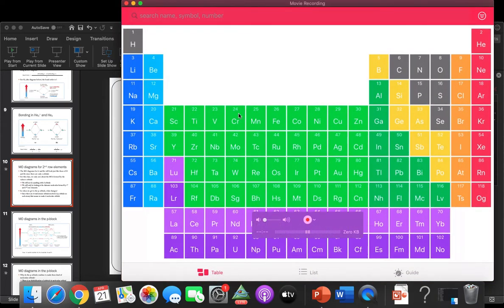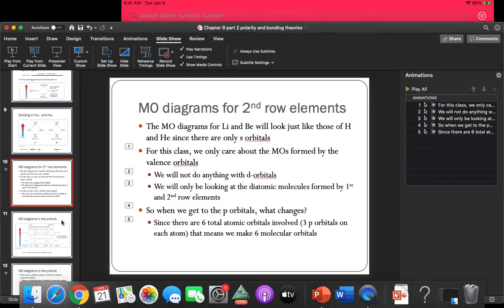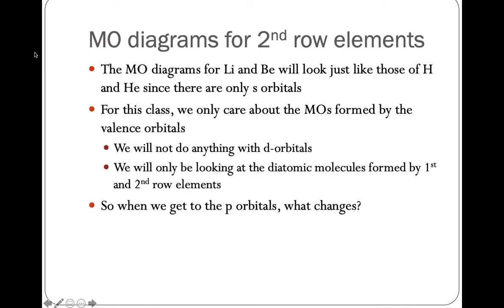Right, if we're looking at our periodic table, second row, here's our P block in the second row. For any of these elements, for their diatomics like B2, C2, N2, O2, F2, or Ne2, we want to have an idea of what their molecular orbital diagrams actually look like, because they are going to be a little bit different. There's going to be a couple changes that occur.